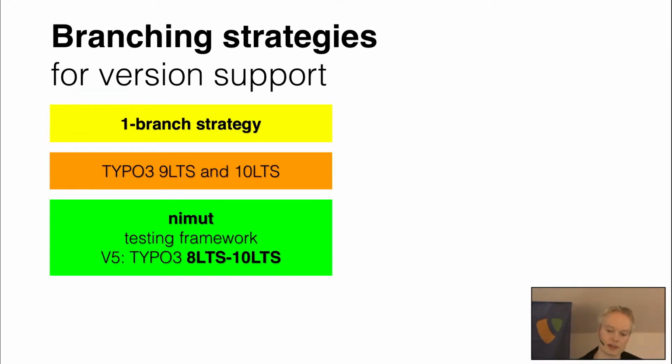Then there is the question of branching strategies related to TYPO3 version support. There are basically two strategies. One strategy is the one branch strategy. You have one Git branch there, and the same branch supports two LTS TYPO3 versions. And you might need to have some TYPO3 specific code branches there, so it's a bit more complexity there.